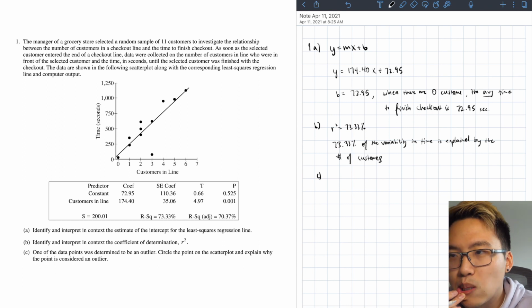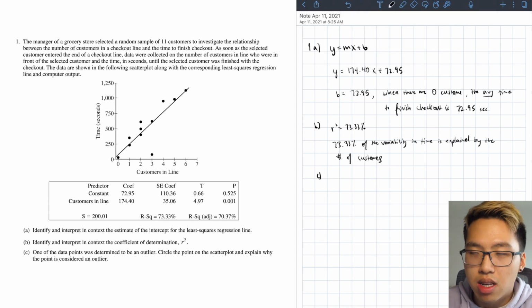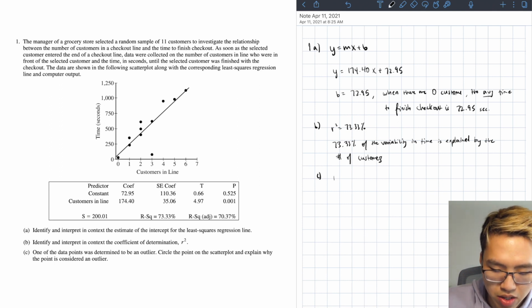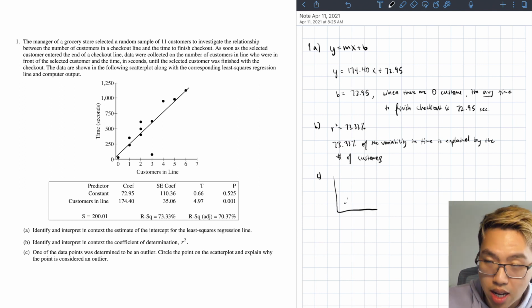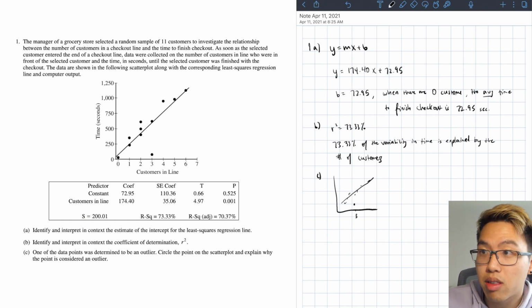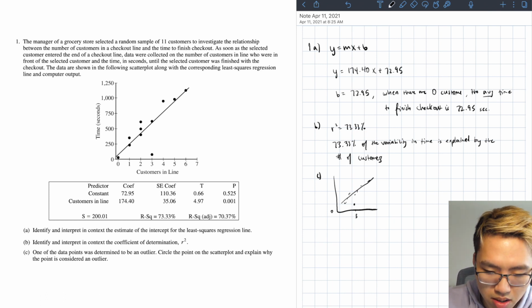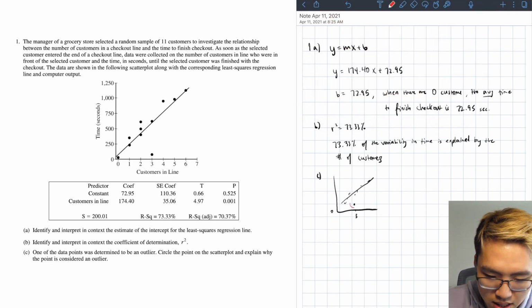Part C, okay, one of the data points was determined to be an outlier. Circle a point on the scatter plot and explain why the point is considered an outlier. So that point is going to be the point, let me just draw it out. We have a bunch of dots, and then there's this dot at 0.3 and pretty close to 0. So this is the outlier.